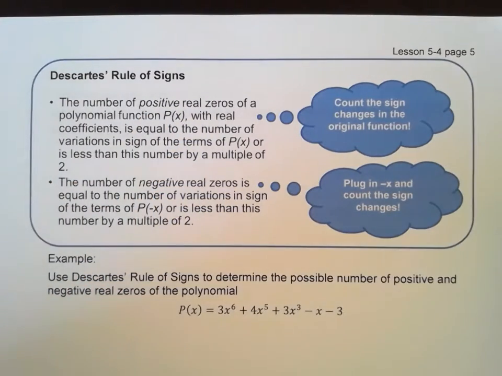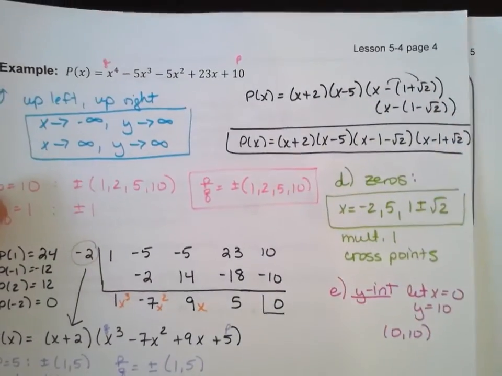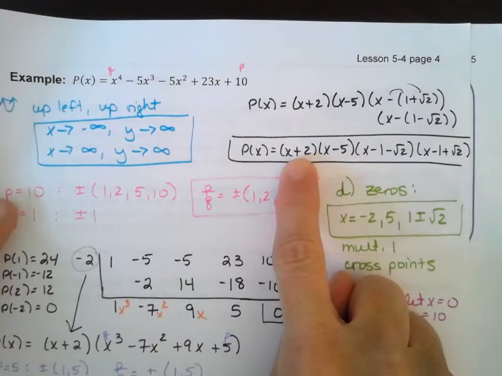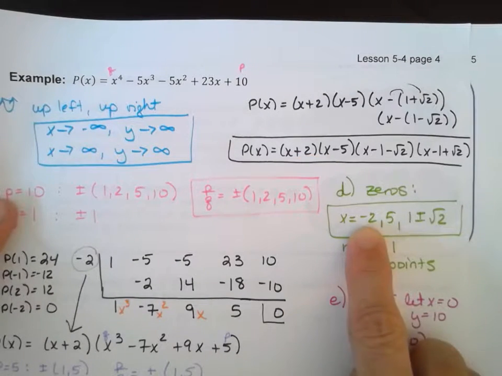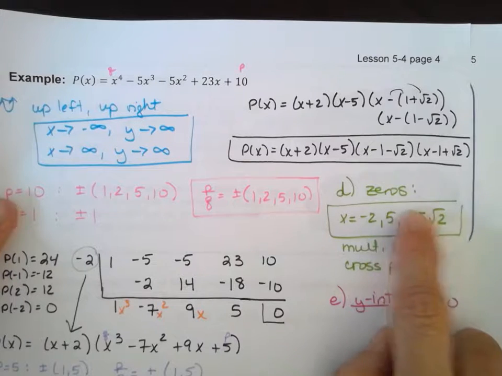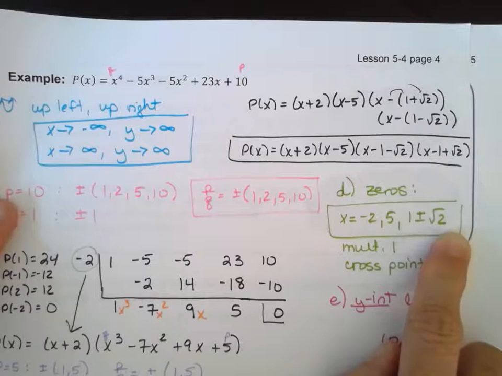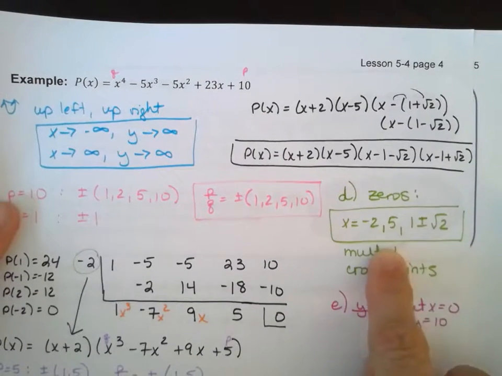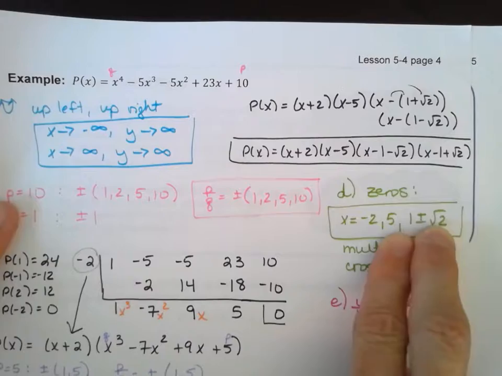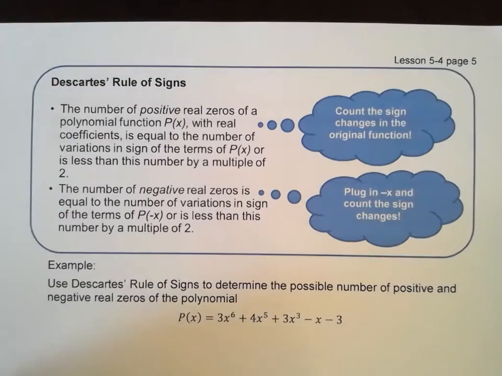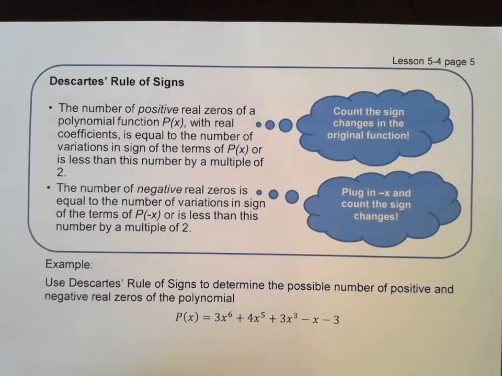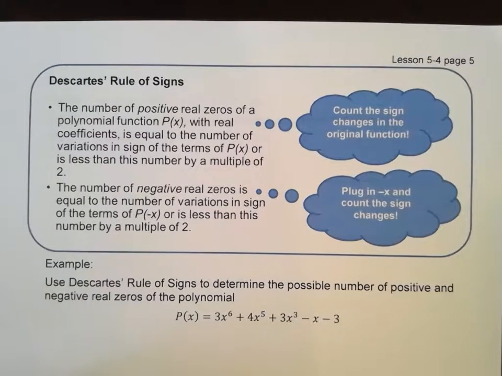So you can determine how many positive real zeros and how many negative real zeros you have. This problem that we just completed, I know it was kind of craziness, but we had a negative 2 as a zero. Let's look at it here. We had a positive 5. We had 1 plus the square root of 2, which is a positive number, and we had 1 minus the square root of 2, which is a negative number. So in this particular one, we had 2 negatives and 2 positives. We can actually use Descartes' rule of signs to determine how many of each of those positive and negative zeros we're going to have.